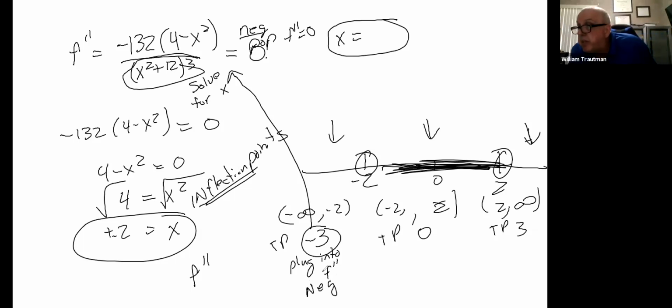And if you remember, when the first derivative... it says it's not negative. If I put a negative 3 in there, did I do something wrong? Wait, if I put a negative 3 in there, I get a positive. It says the second derivative is positive on here. Did we write it down right? Negative 132 times 4 minus x squared, all over x squared plus 12 to the third.